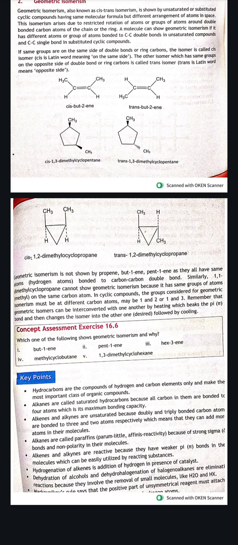In cyclic compounds, the groups considered for geometric isomerism at different carbon atoms may be at positions 1 and 2 and 1 and 3. Remember that geometric isomers can be interconverted with one another by heating, which breaks the pi bond and changes the isomer into another one, followed by cooling. So they are interconverted, and the isomers can change from one form to another by cooling.